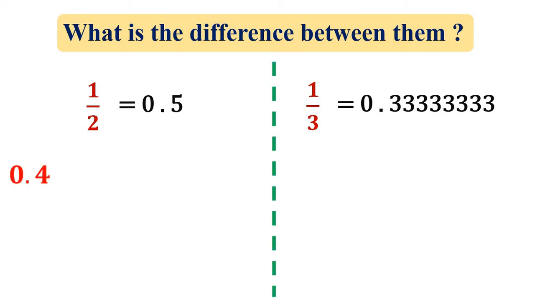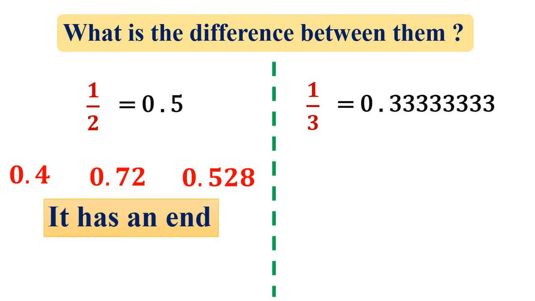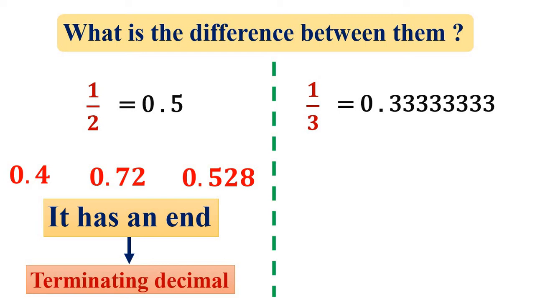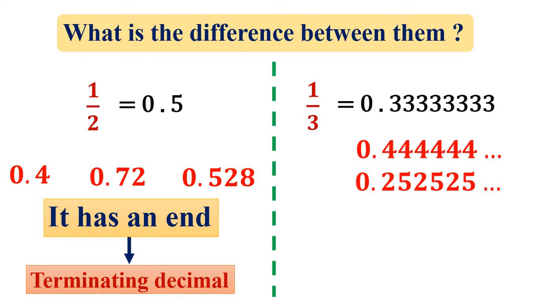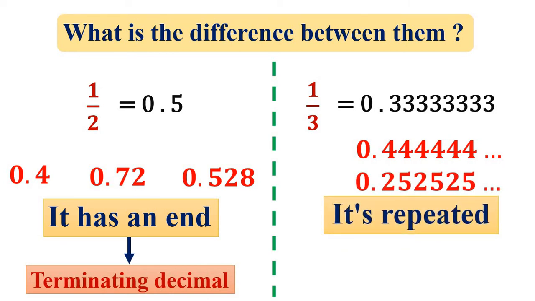We have 0.4, 0.72, 0.528. All of these have an end. It's called a terminating decimal. But here, 0.4444 and so on, and 0.25, 25, 25 and so on, all of these repeat. So we call it a recurring decimal.